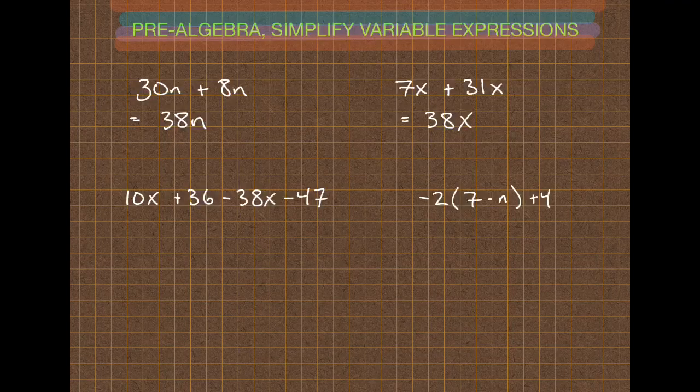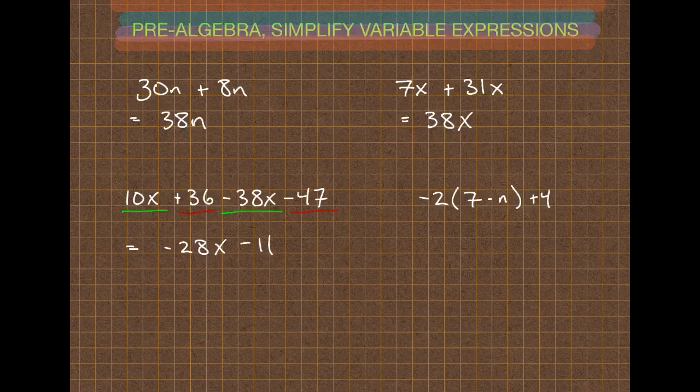Next one, once again, what you're going to do is you're going to separate the variables and the constants. So we have 10x minus 38x. That's going to equal -28x. And 36 minus 47. 36 minus 47 equals -11.